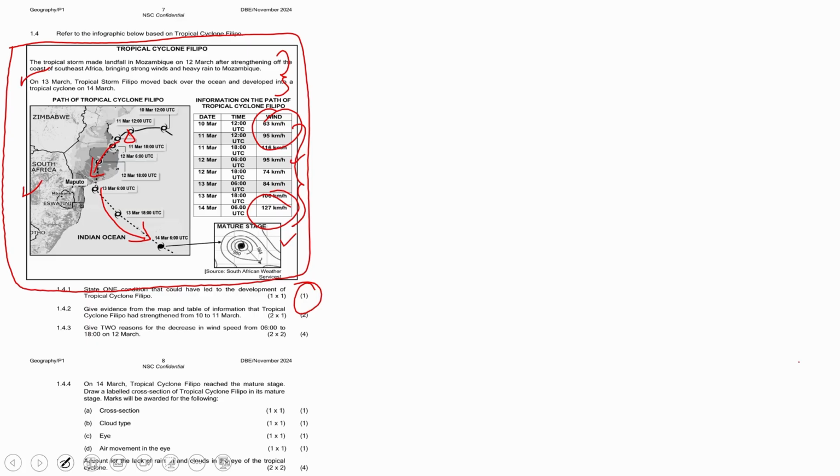Now, this is how it becomes tricky. Not only from the map, but it must also be from the table. So we need two sources of information to qualify. Hence, you have two answers of 1 mark each. Okay? So if you give me only one answer, you're shortchanging yourself. You give me two answers of 1 mark each. Okay? So look at that.